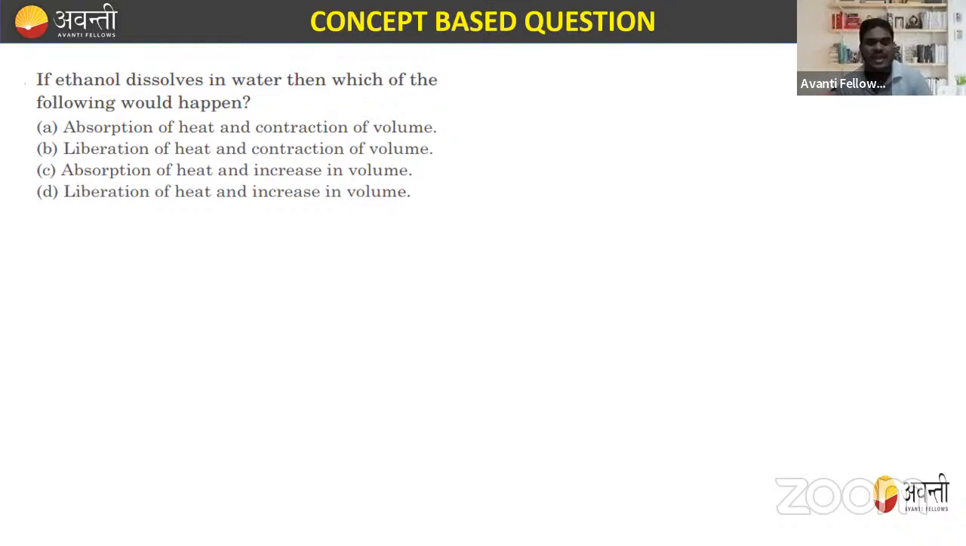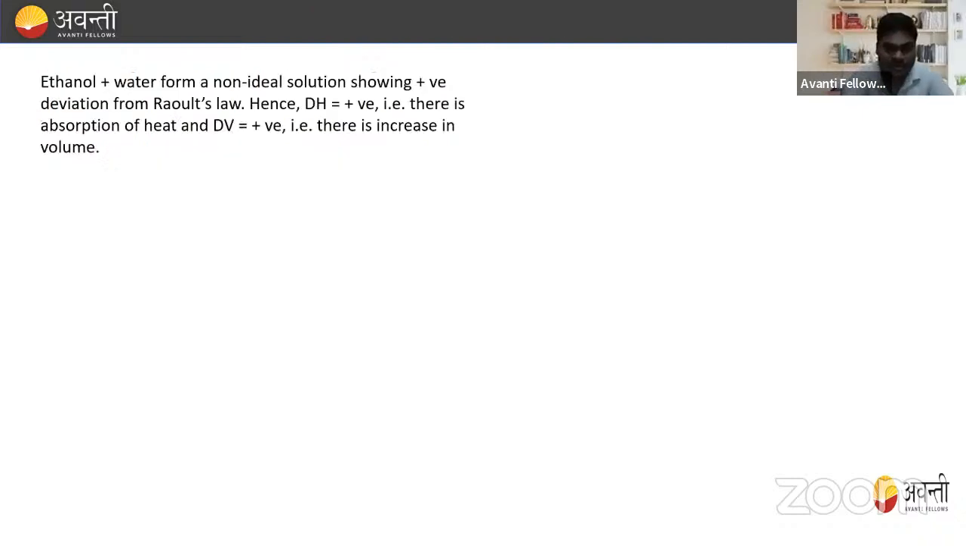First, absorption of heat and contraction of volume, liberation of heat and contraction of volume, absorption of heat and increase in the volume, or liberation of heat and increase in the volume. First of all, ethanol dissolves in water. So this is alcohol and water, right? So ethanol plus water form a non-ideal solution, showing a positive deviation from Raoult's law. Hence, delta H is positive, and there is absorption of heat, that is, delta V is positive. There is an increase in the volume, right?